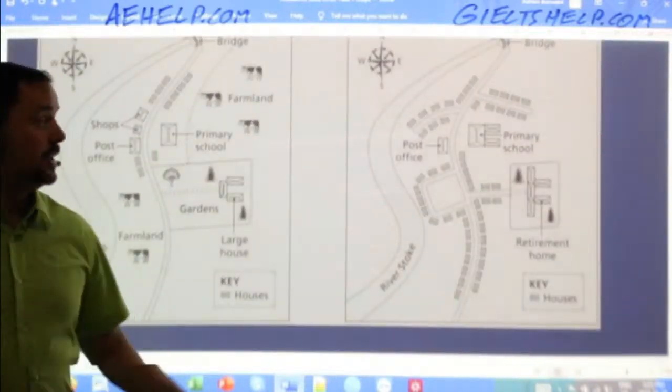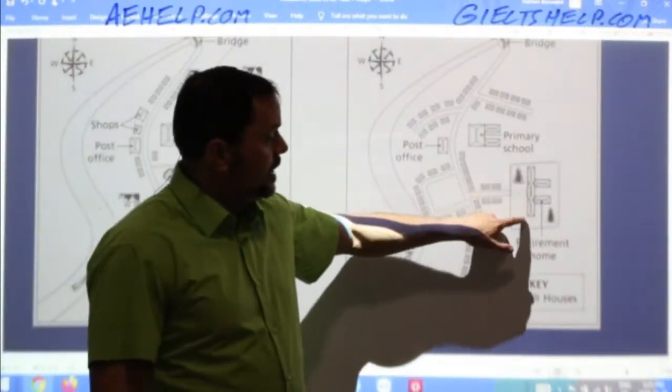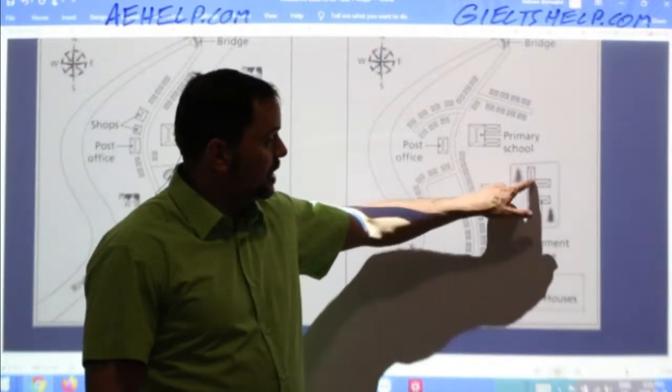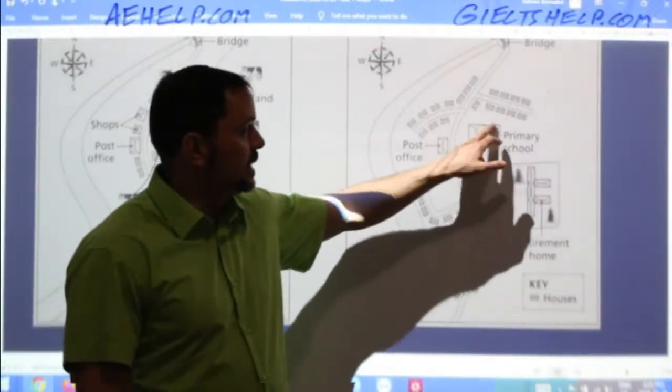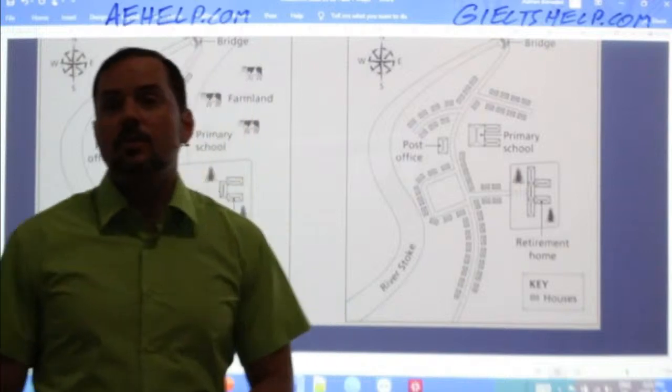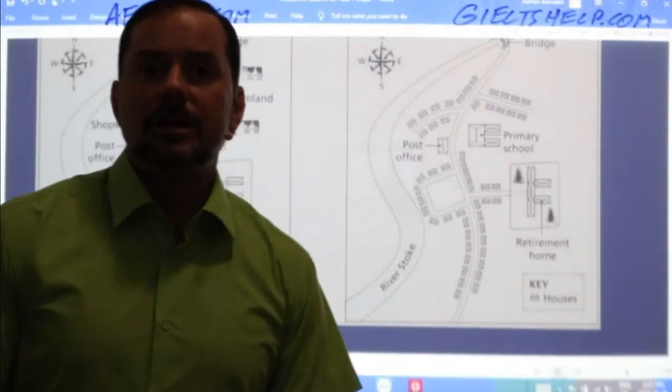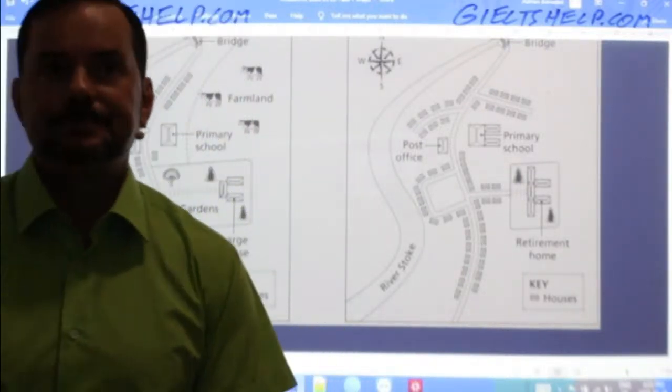Okay, so when you have a building like this, and you have another part coming out like that, or even with the school like that, those would be called wings. They're the wings of the building, okay, the wings of the building. All right.